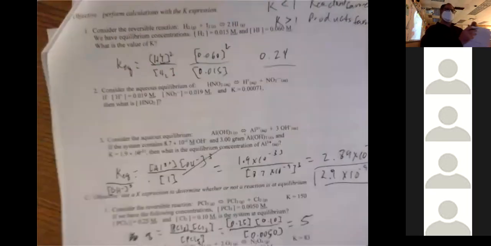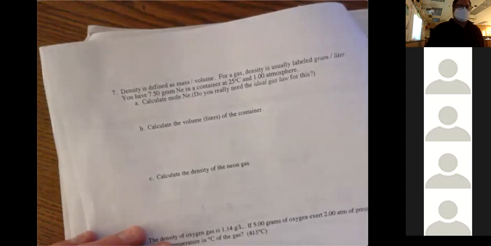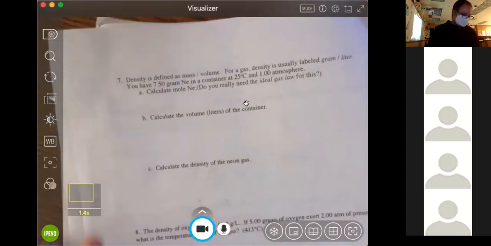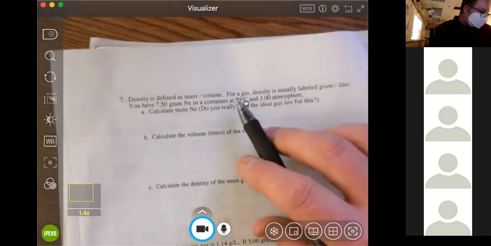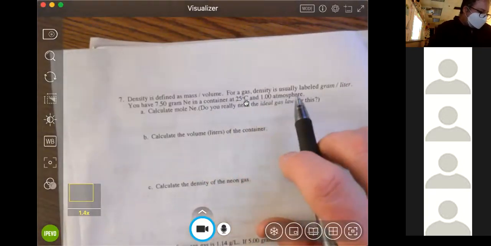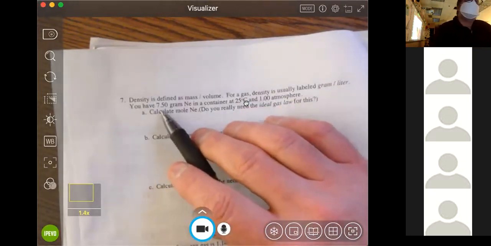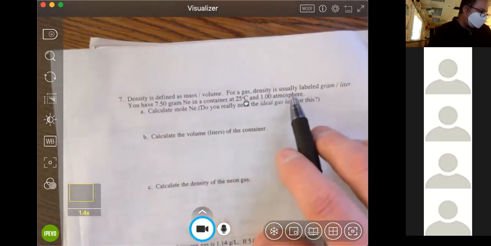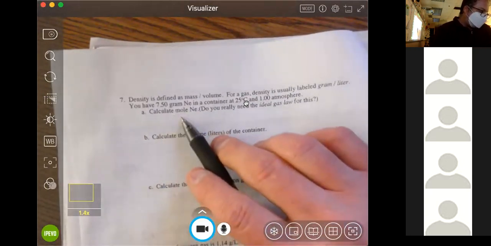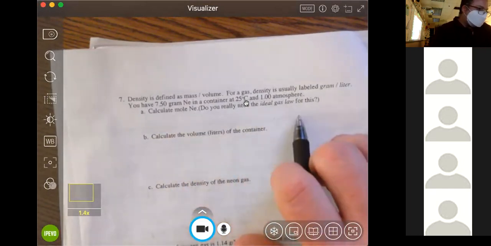Cool. Let's take a quick look at page 12, PV equals nRT. This is page 12 of our notes. It says density is defined as mass divided by volume. For a gas, density is usually labeled gram per liter. If you have 7.50 grams of Ne in a container at 25 degrees Celsius and 1 atmosphere, calculate the moles of Ne. And it says, do you really need the ideal gas law for this?